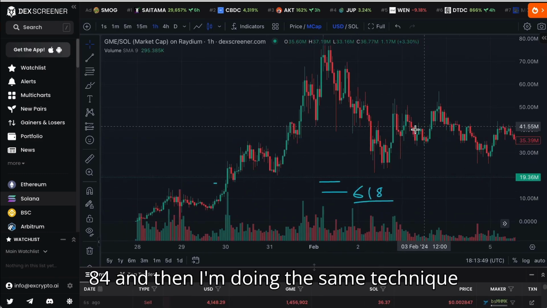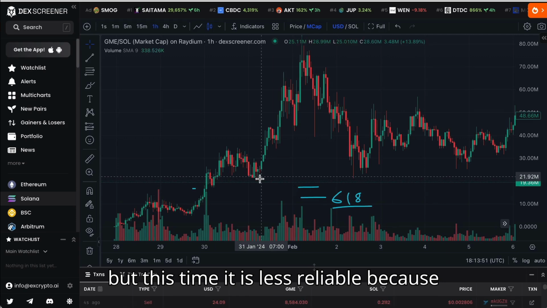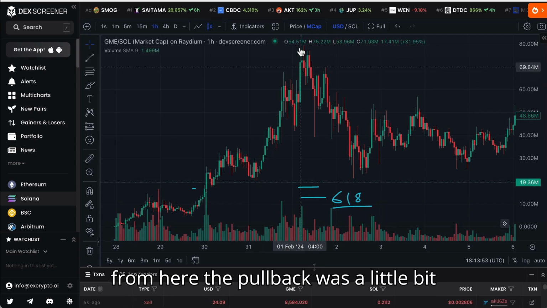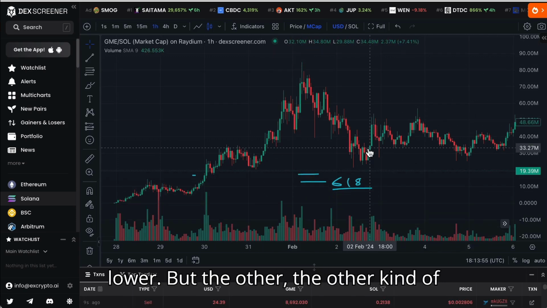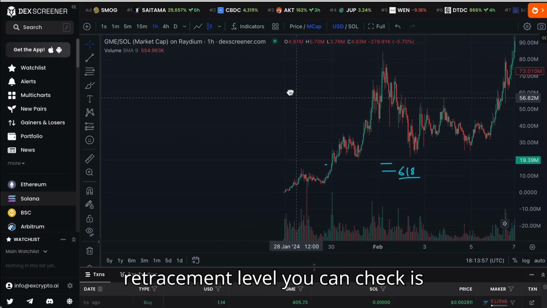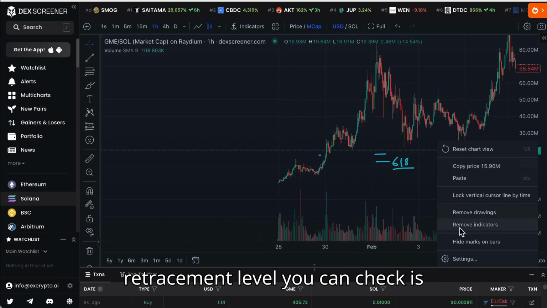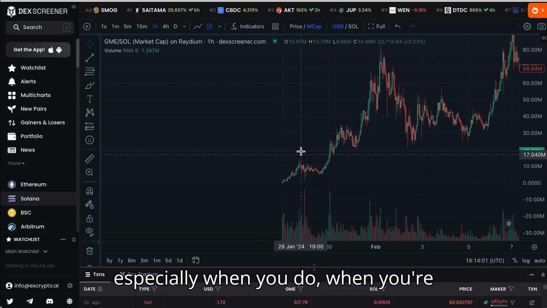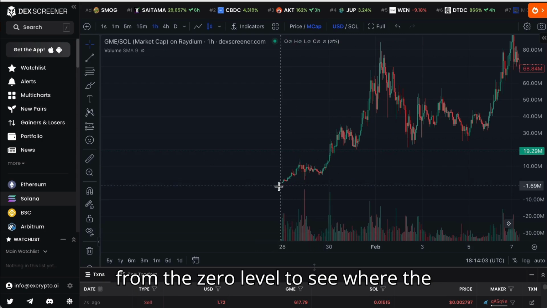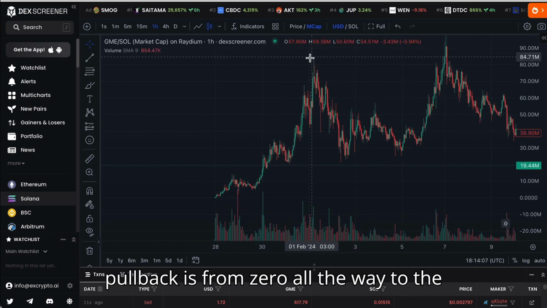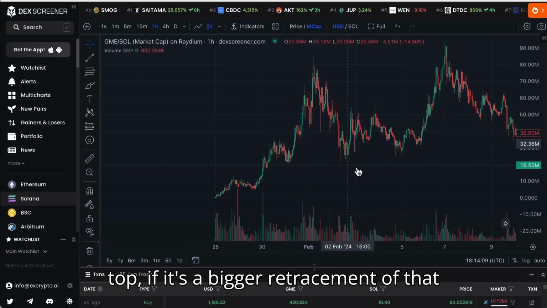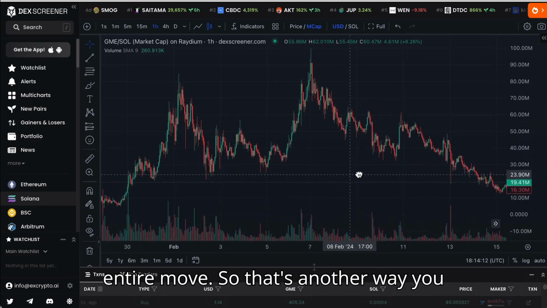And then I'm doing the same technique, but this time it is less reliable because from here the pullback was a little bit lower. But the other kind of retracement level you can check, especially when you're working out the initial move, is to check from the 0 level to see where the pullback is, from 0 all the way to the top, if it's a bigger retracement of that entire move. So that's another way you can check it.